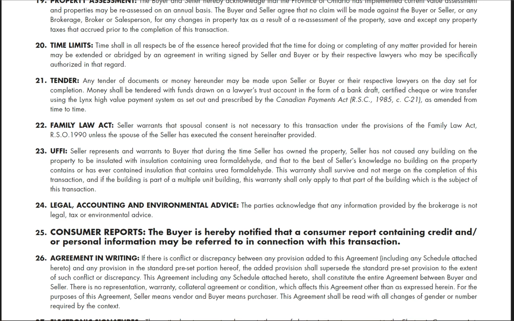If the seller can't provide a clear title on time, let's say it was April 15th, but the seller's lawyer needs more time to resolve an issue, then the seller requests an extension. If the buyer does not agree, then they can cancel the deal.